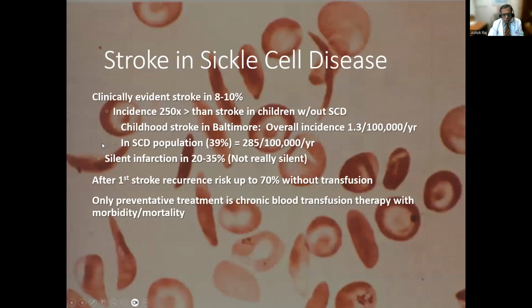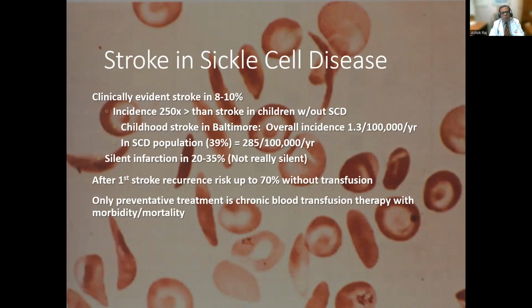So let's briefly talk about stroke in sickle cell disease. Clinically evident stroke can occur in about 8 to 10% of the patients. And if you look at incidence, you have about 250 times the incidence of stroke in children compared to those who don't have sickle cell disease. In the Baltimore study, for example, the overall incidence of stroke was 1.3 per 100,000 patient years, but in the sickle cell disease population, it was 285 per 100,000 patient years.